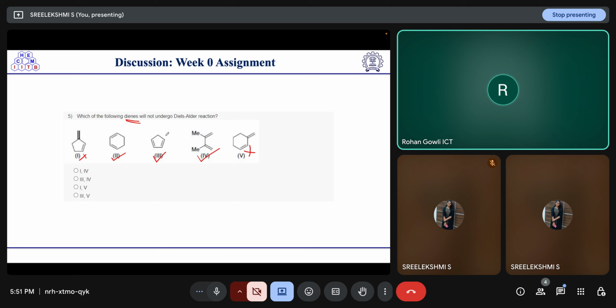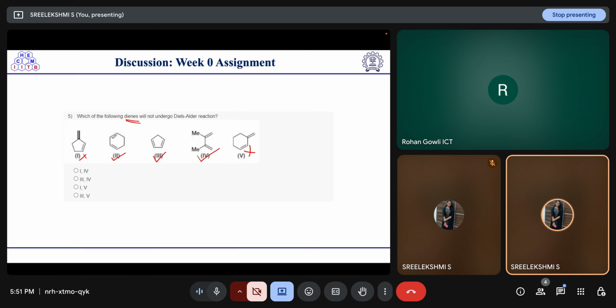I know it, but I don't recall this one. Actually, for a diene to undergo Diels-Alder reaction, it should be in the s-cis configuration. As we can see, this diene is in cis configuration, this diene is also in cis, this also in cis geometry, but here it is like this, and here also it is like this. So this kind of diene configuration cannot be utilized for Diels-Alder reaction.